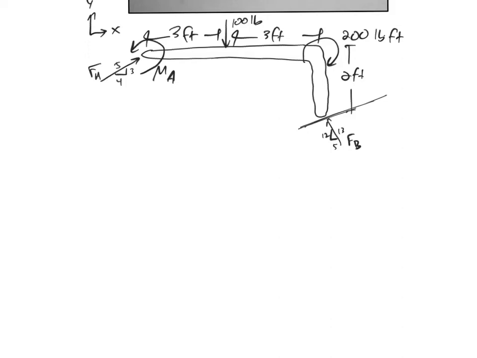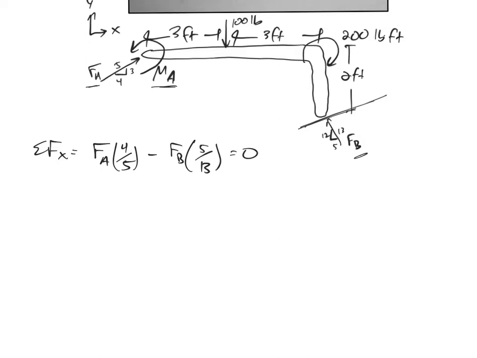Alright, and so once I've got that, I have 3 equations I can solve for 3 unknowns. My 3 unknowns are FA, MA, and FB. So, summing the forces in the x direction, I've got FA, the 4/5 component, is in the x direction, and then minus FB, the 5/13 component in the x direction, equals 0.